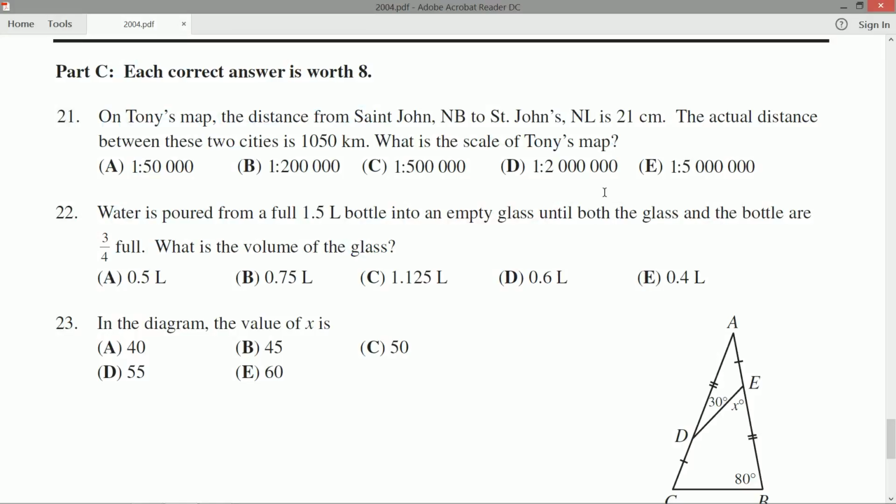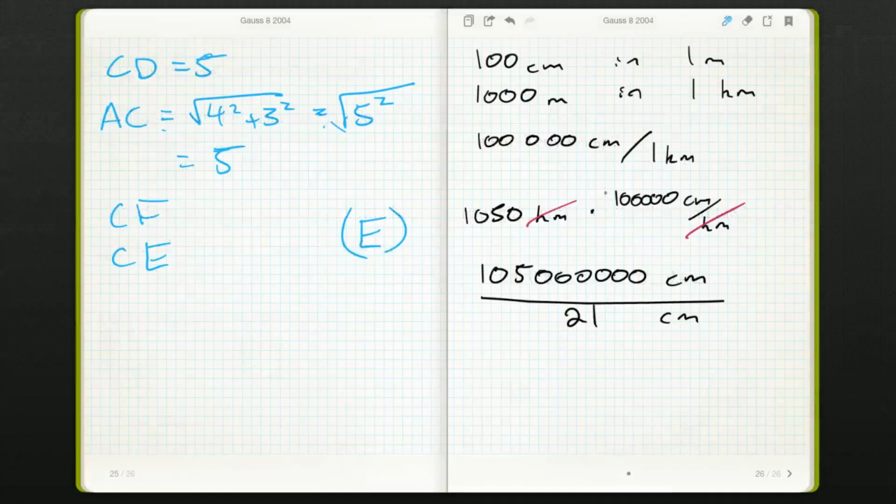So let's divide 105 million by 21. So I'll grab out my calculator, 105 with 6 zeros divided by 21, and I should get 5 million. So it's 1 to 5 million is our answer.